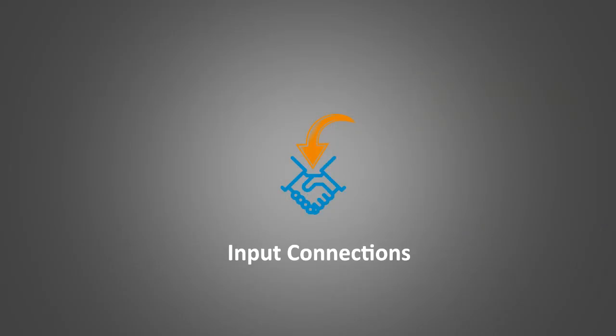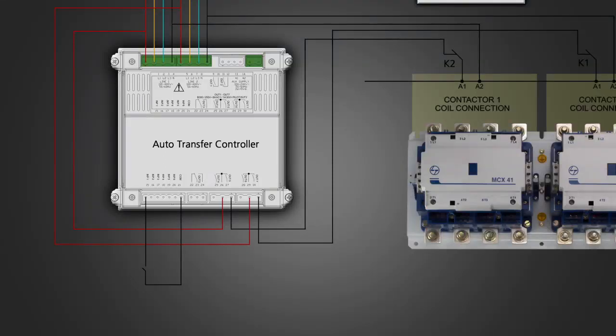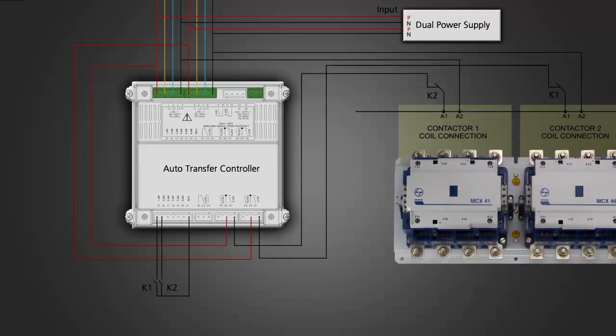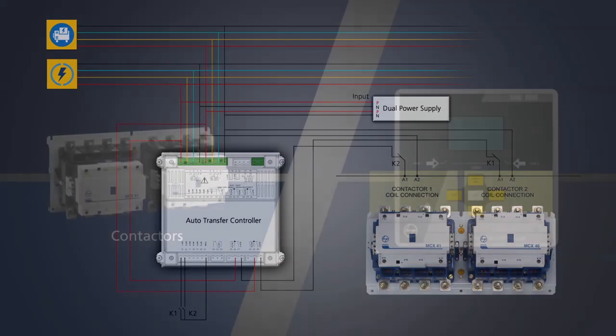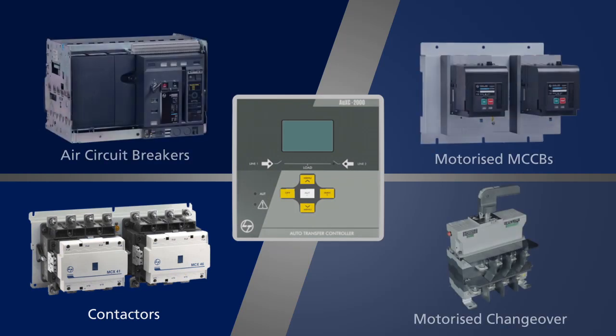Input connections. NO contact K1 of contactor 1 connected between input 1 terminal 15 and common terminal 21 of the controller. NO contact K2 of contactor 2 connected between input 2 terminal 16 and common terminal 21 of the controller. With this, we have completed the connection between the controller and the contactors.